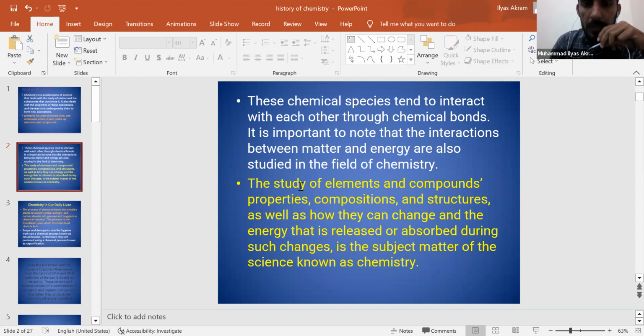So the study of elements and compounds, their properties, composition, and structures, as well as how they can change, and the energy that is released or absorbed during such changes, is the subject of the science known as chemistry. So these are all the contents that are basically discussed in the field of chemistry.